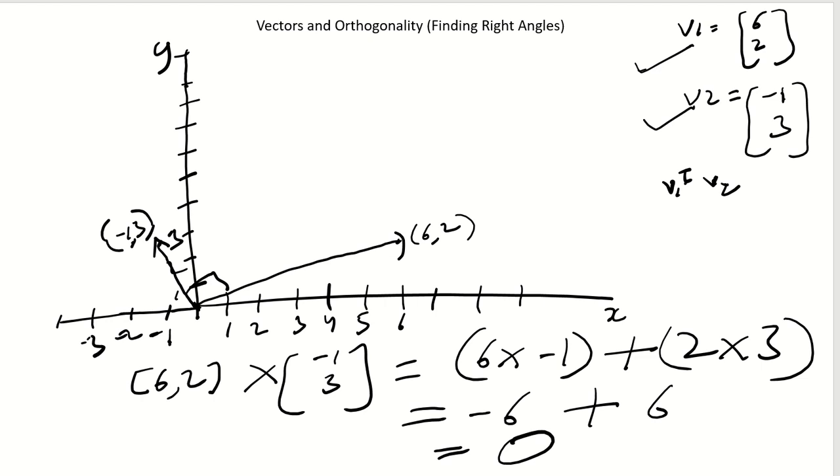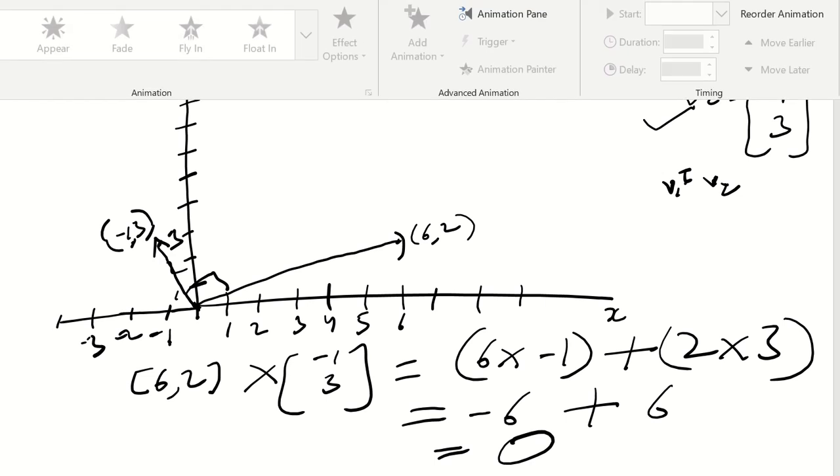So this is how we find out the orthogonality between two vectors, by finding the inner product of these two vectors. And if the inner product is 0, then these two vectors have a 90-degree angle between them.